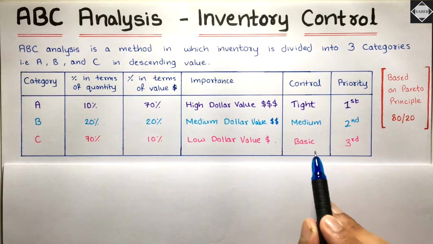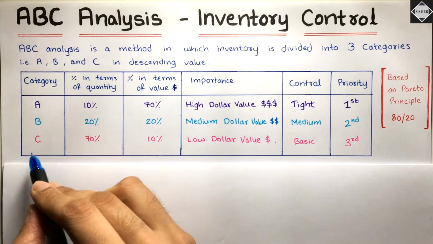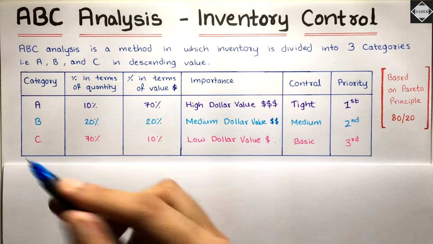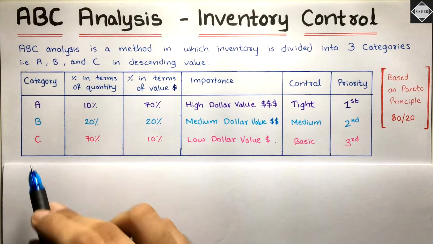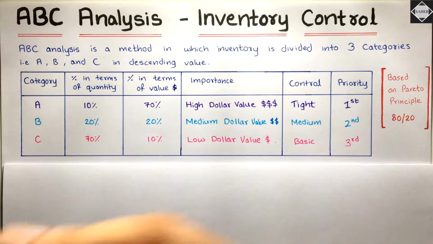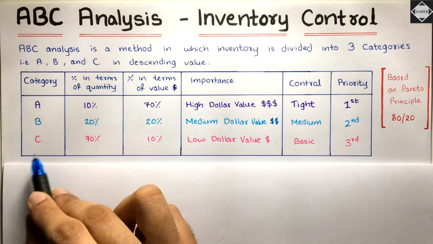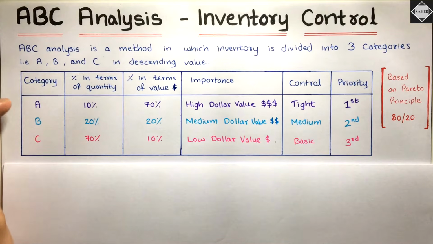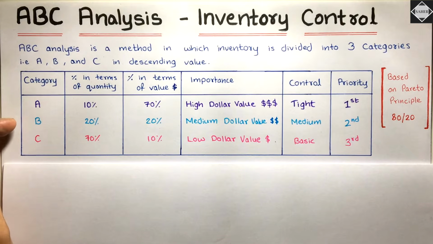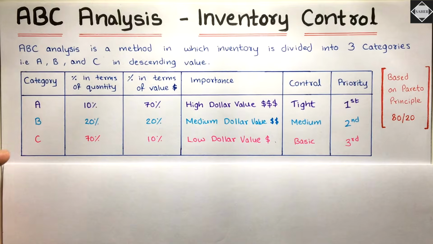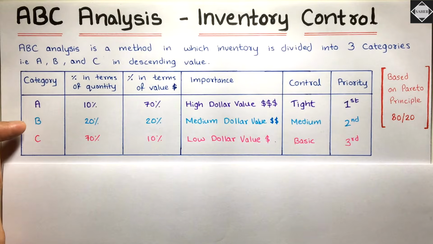And then the control will be basic. The top management will not focus much on category C. The top management will leave this category to be handled by the junior staff or the lower level management, right? And this will be the third priority. There will also not be much demand. A has the most demand, medium demand for B, and for category C there is low demand. Is it clear? Yes. And investment-wise, most investment is in category A, medium investment in B, and the lowest investment in the C category.